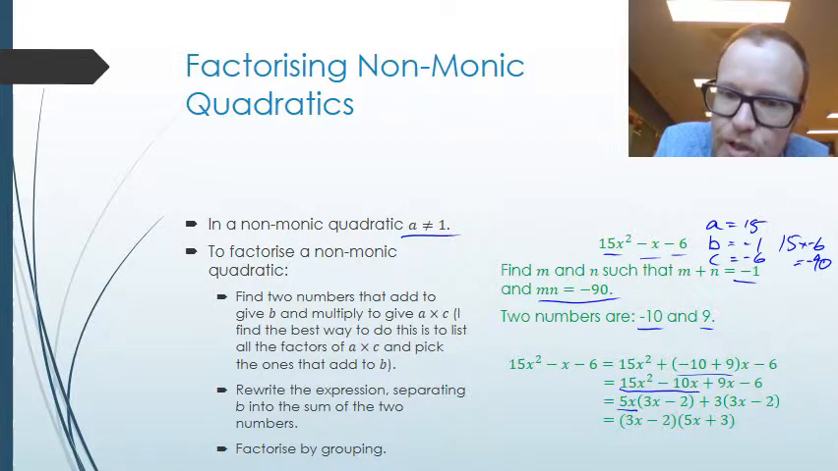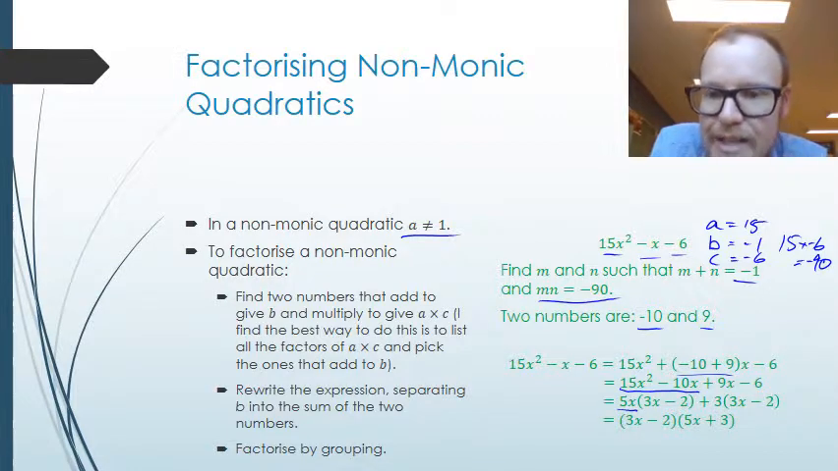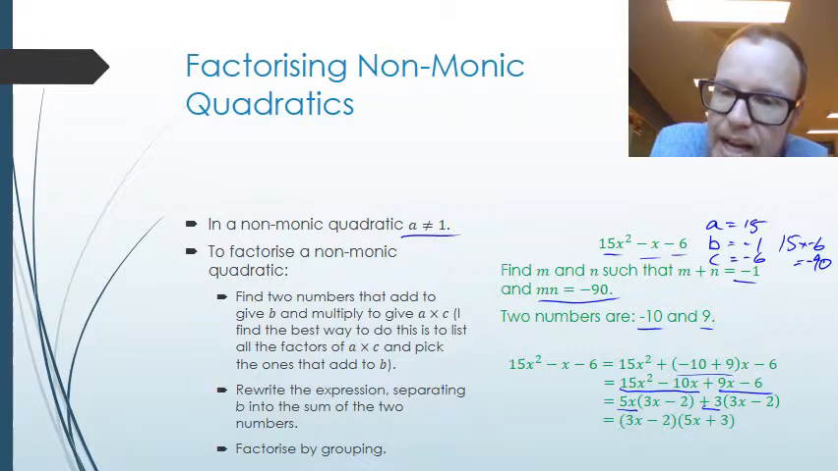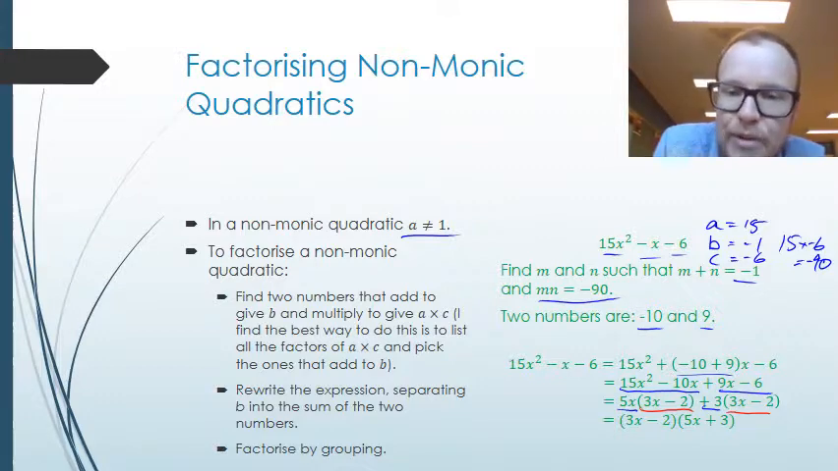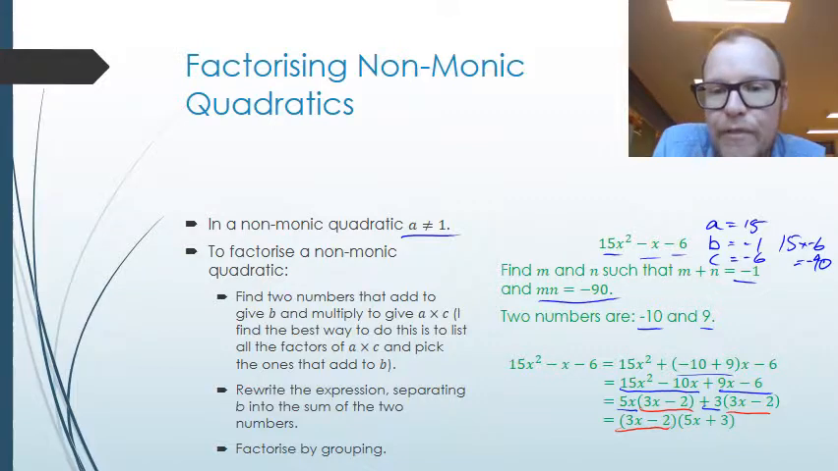The first two terms' common factor here is 5x. Take that outside the brackets for the first two terms. Then looking at the second two terms, the common factor is 3. We're left with the same 3x minus 2 now, shared between the first half and second half of our quadratic. So we can take that 3x minus 2 out the front, and we're left with the 5x plus the 3.